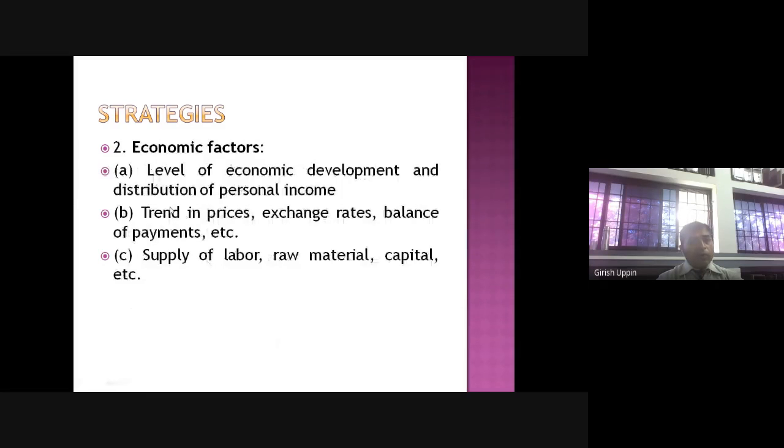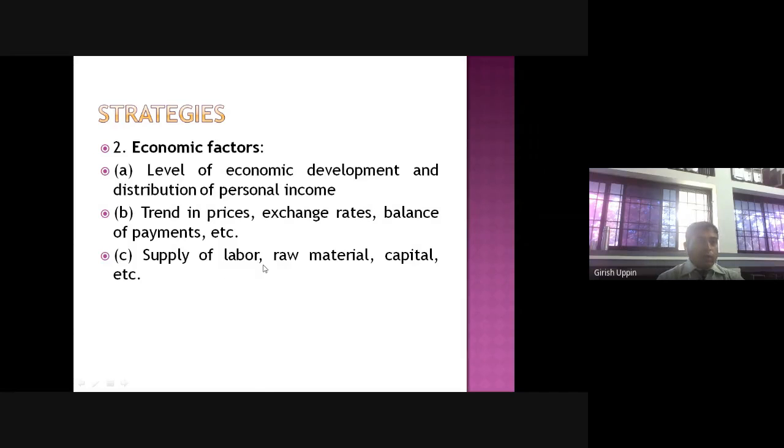Second one is the economic factors. Level of economic development and distribution of personal income. So we study what is the level of economic development and how the wealth is distributed. Trend in prices, exchange rate, balance of payments, etc. These also play a vital role. Supply of labor, raw material, and capital, very important.